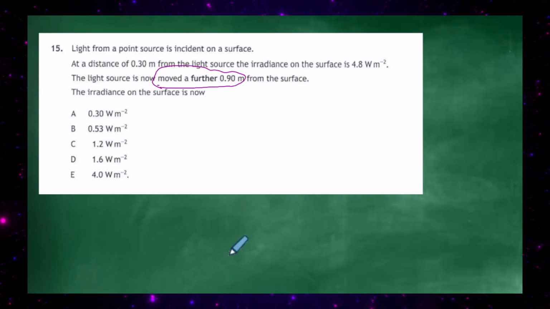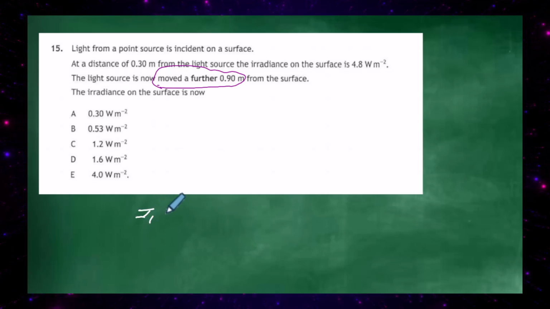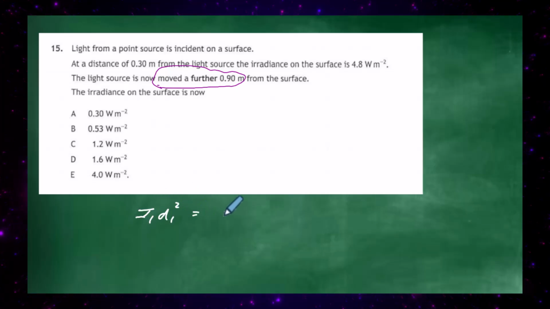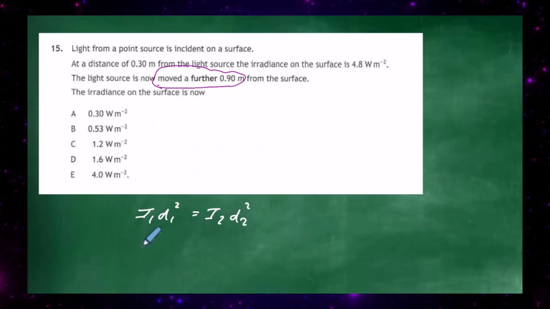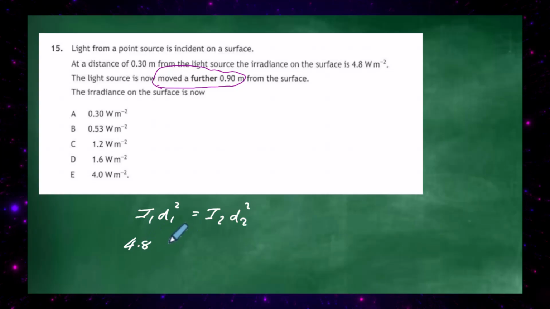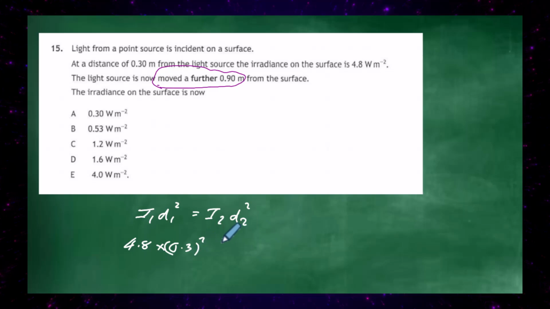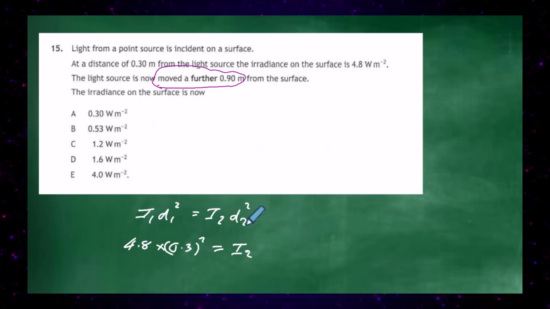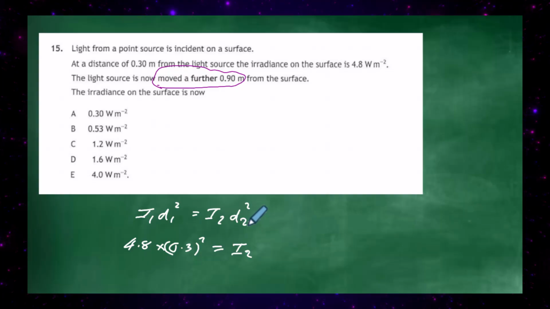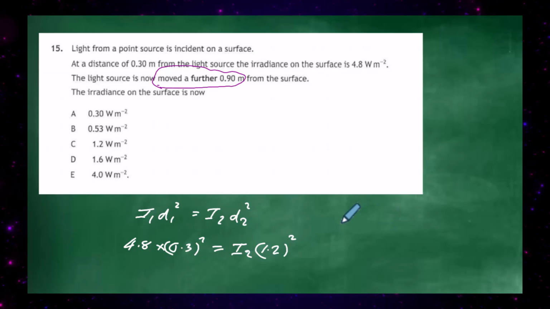So now we go and do our equation work. We can always remember this formula: I1 d1 squared should equal I2 d2 squared. We know the first irradiance is 4.8, and the first distance is 0.3, so it's times 0.3, and don't forget to square it. But it's the other one you have to watch out for. We're looking for the second irradiance, but the new distance is not 0.9 but 1.2, because you've moved 0.9 metres further from the 0.3 metre mark. So it's going to be 1.2 all squared. That's the only trick in that question you have to be very careful of.